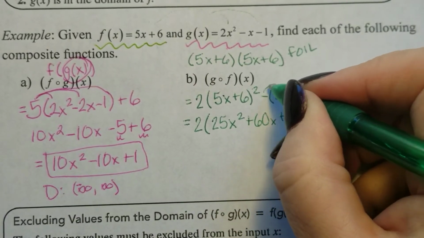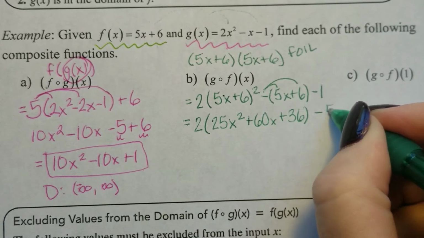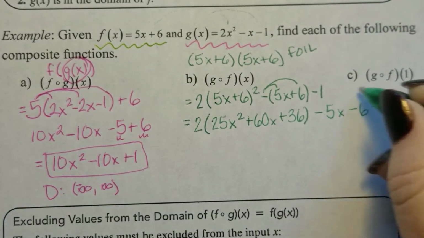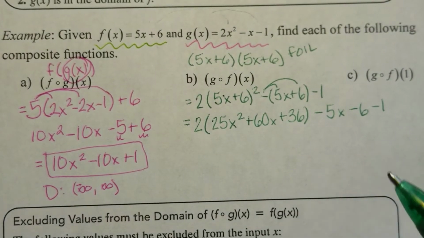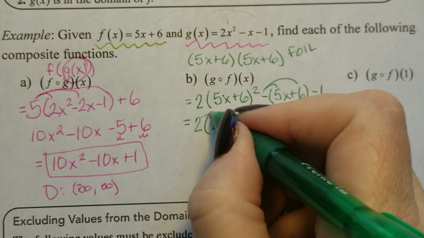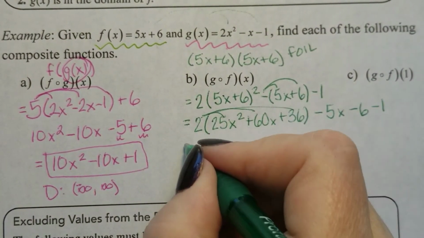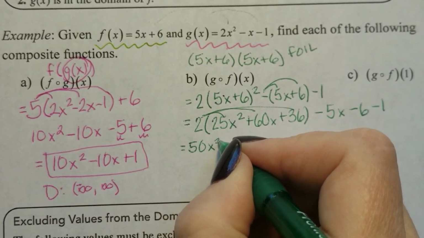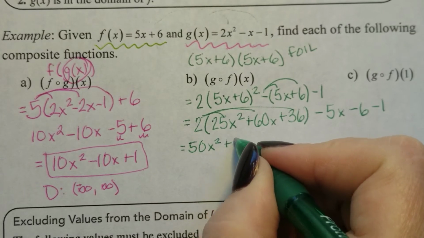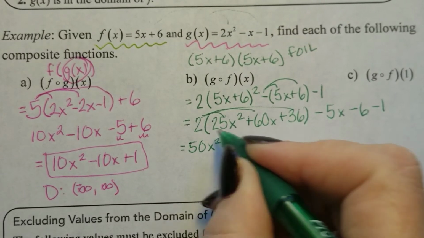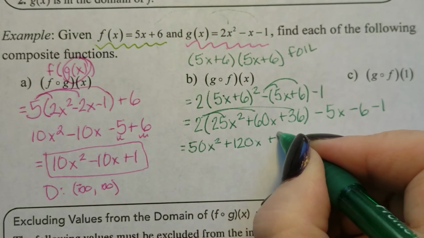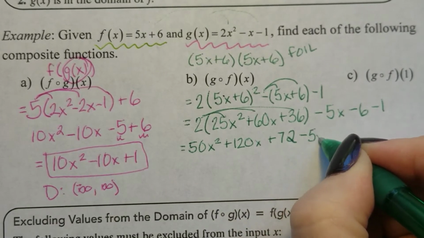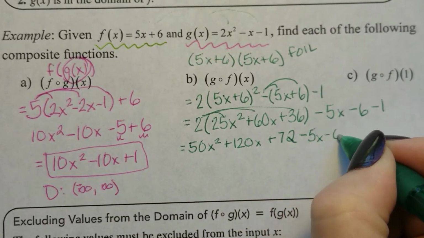And let's distribute this negative. So we have minus 5x minus 6 minus 1. So I'm going to distribute this 2 now. So I have 50x squared plus 120x plus 72. Oops, that's supposed to be a 2. Minus 5x minus 6 minus 1.